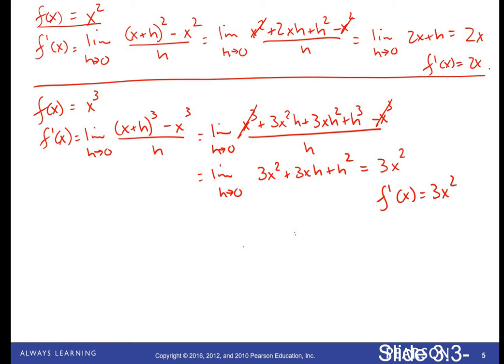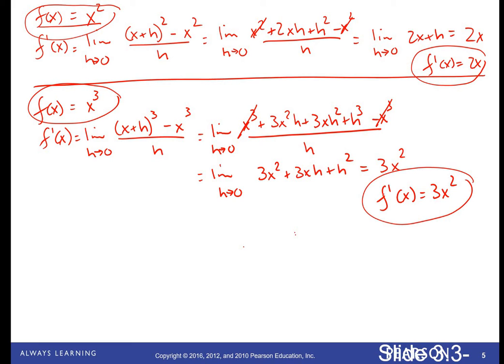What I'm doing is I'm finding an equation for the derivative. So I can plug in any value on this function into this equation and I will get the derivative at that point. Take a look at these. F of x equals x squared. F prime of x equals 2x. F of x equals x cubed. F prime of x equals 3x squared. So let's try one more.